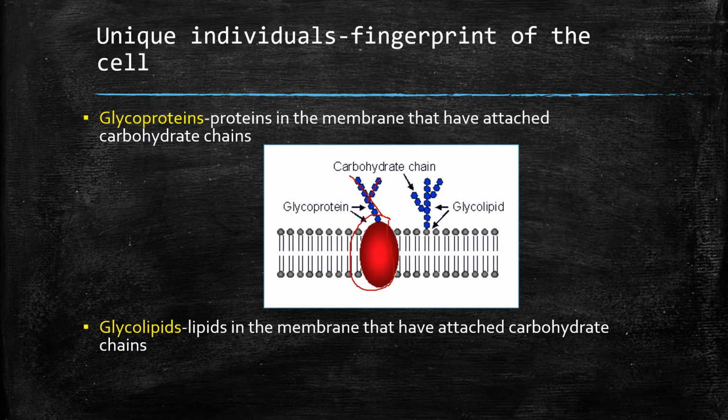The other role for carbohydrates is as a glycolipid. So that means lipids in the membrane that again have a carbohydrate chain attached. So here is our lipid, and here's our carbohydrate chain. And based on the variation of that carbohydrate chain, and then which protein it's attached to, which lipid it's attached to, that cell will have a unique set of those carbohydrates, and that is the fingerprint of that particular cell.